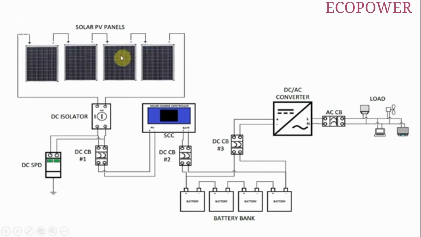This converts the solar energy to electrical energy. The solar array is connected to the solar charge controller. The SCC is connected to the battery bank. The SCC allows the electrical energy produced by the solar array to charge the battery bank.